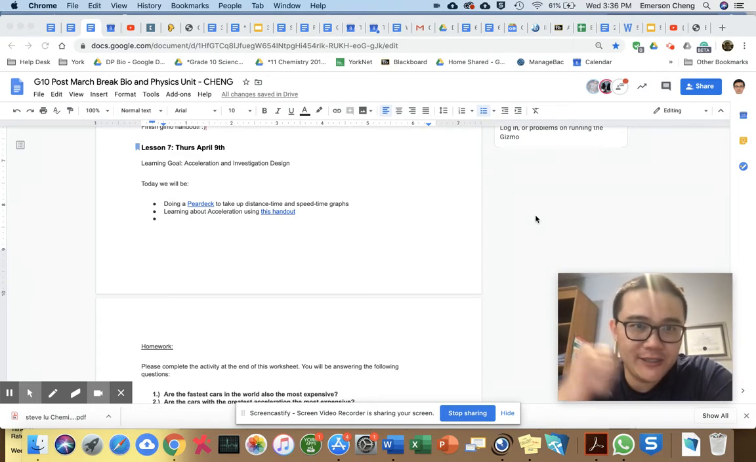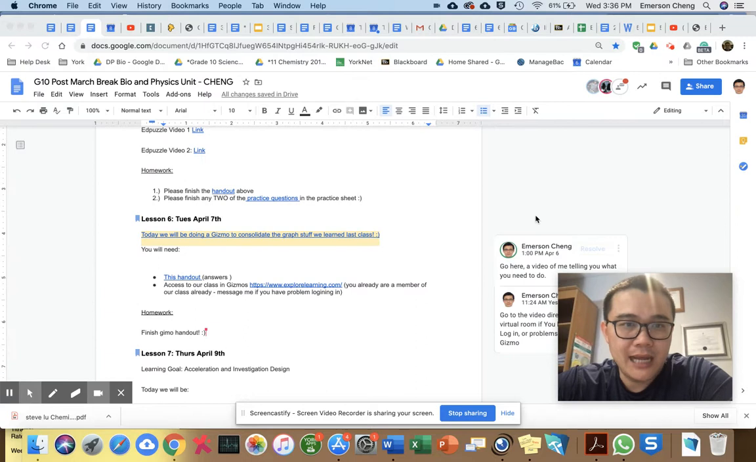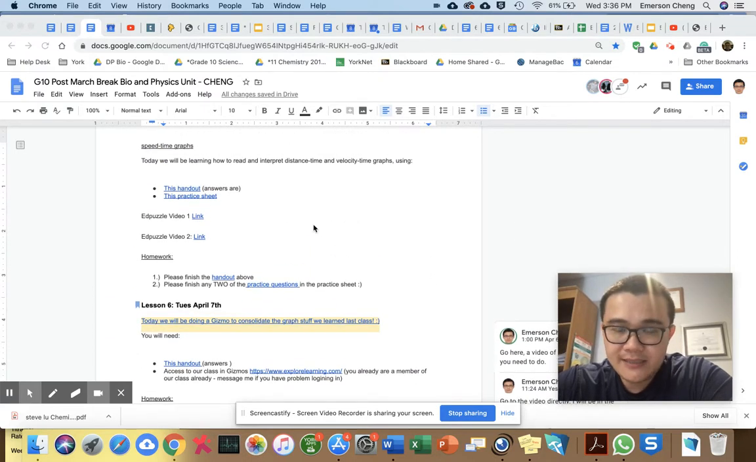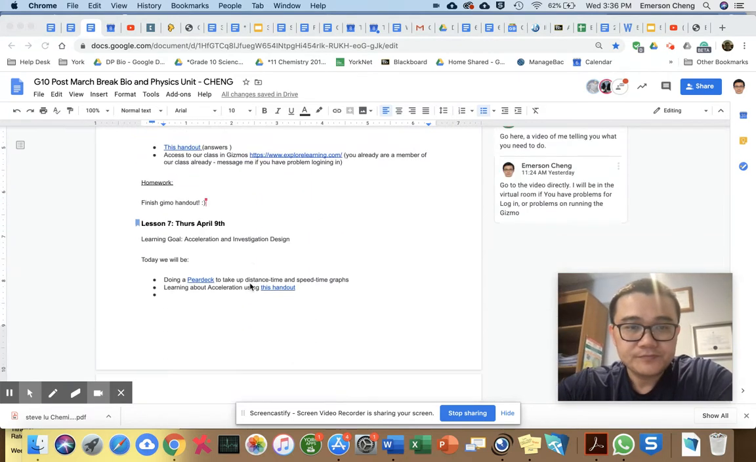Now, acceleration is a very fun topic. As you can see from the lesson before, when we talked about distance time graph and velocity time graph, that is really like acceleration. It's about how fast an object is speeding up as it moves in a certain direction. In this case, we're going to go into more detail about it.